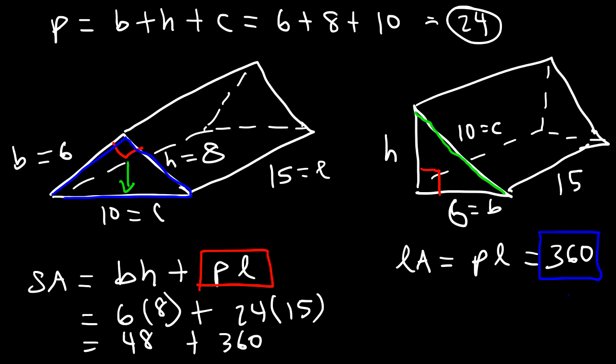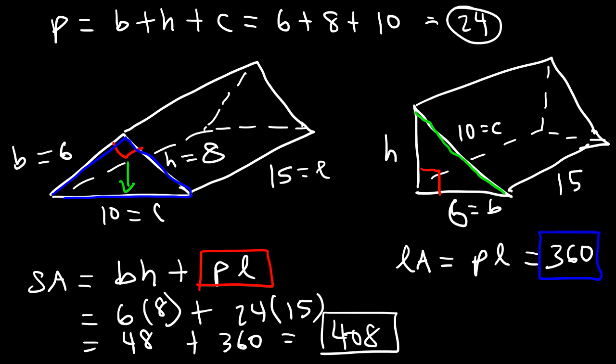So for those of you who need to find it, that's how you could find it. It's 360 square units. But to find the surface area, you need to add the lateral area plus the area of the base, the two triangles. So 360 plus 48, that's 408 square units. So that's the surface area.